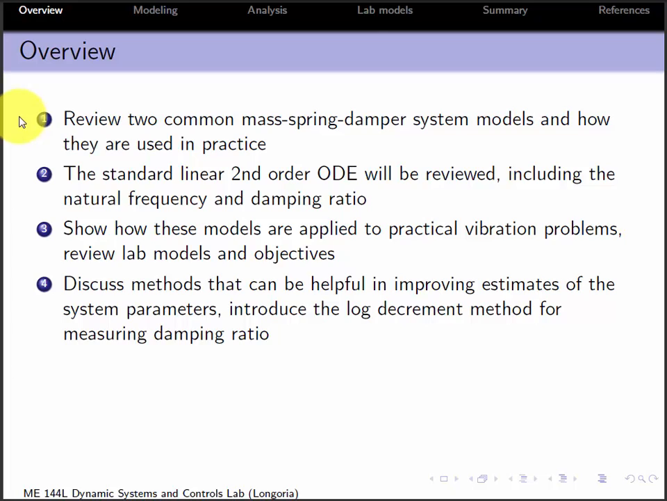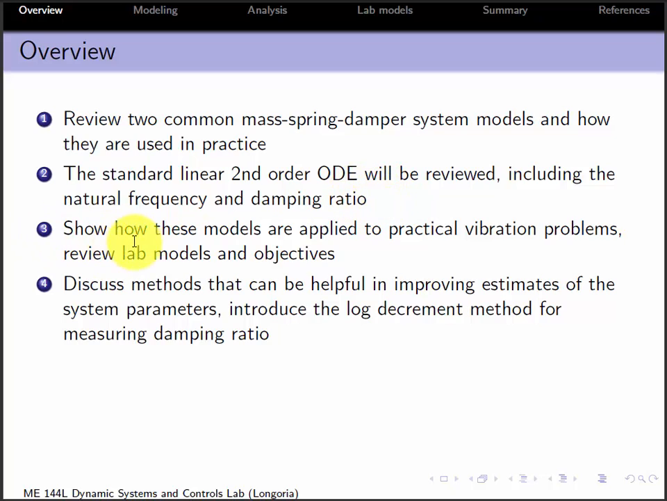Now what I'm going to do in this lecture is first, I'm going to review two common mass spring damper system models that we can use to analyze practical systems, and I'll show you some examples. Then I'm going to show you how this model can be put in a standard second order ODE form. And that's very helpful because it helps us to identify the parameters referred to as natural frequency and damping ratio, which you may have seen in other contexts.